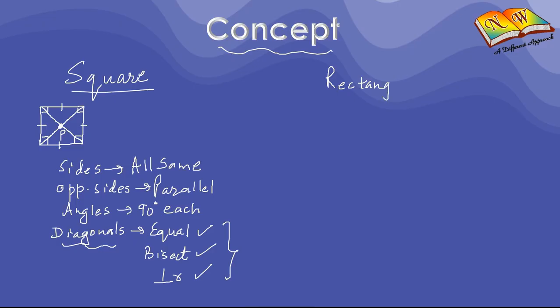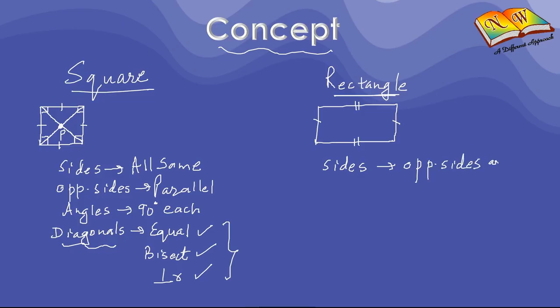Likewise, if we talk about a rectangle, it has opposite sides parallel and each pair of opposite sides is of equal length. So when we talk about the sides, only the opposite sides are the same, opposite sides are equal and parallel. That is the first property. Then when we talk about the angles, it is the same as the square. That means all the angles are 90° each.